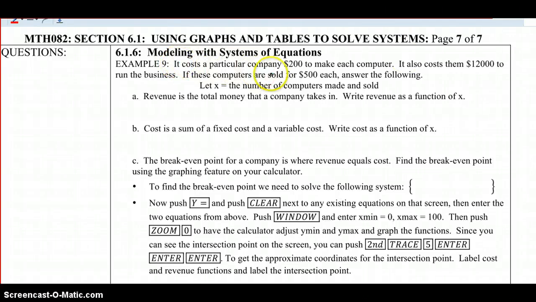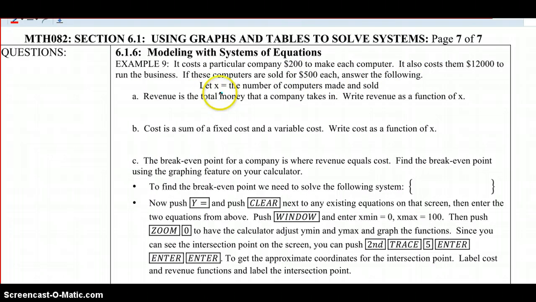So, modeling with systems of equations. In example 9, it costs a particular company $200 to make each computer. It also costs them $12,000 to run the business, so things like rental of their building, paying their employees, and other bills. If these computers are sold for $500 each, answer the following.